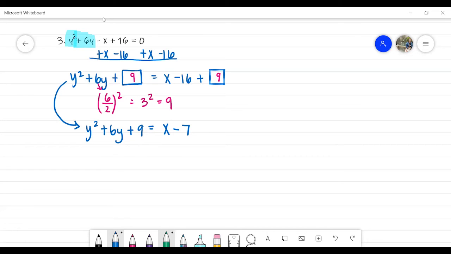Now, we can factor the left-hand side into y plus 3 all squared. The right-hand side, we don't really need to do anything. On the last one, the value here, it was a y last time, had a coefficient, so we had to factor out. In this case, we don't have that. We can just treat that as a group, x minus 7.